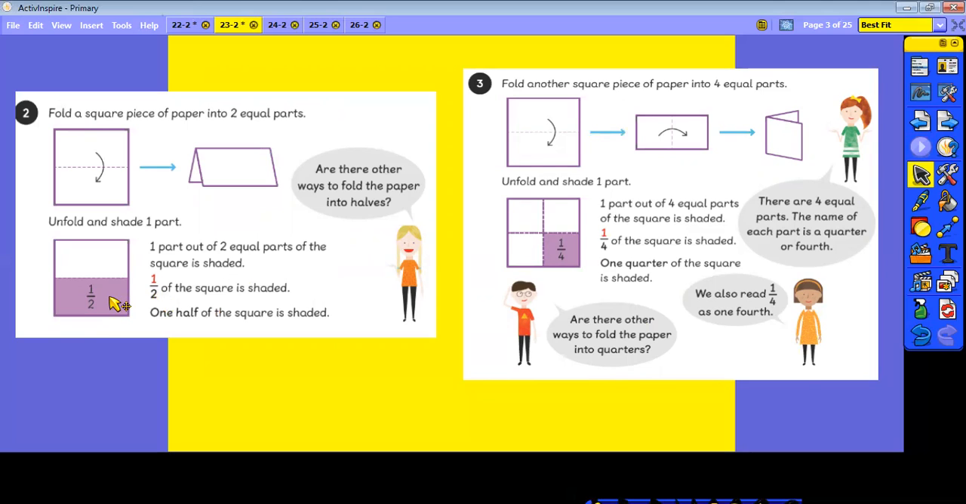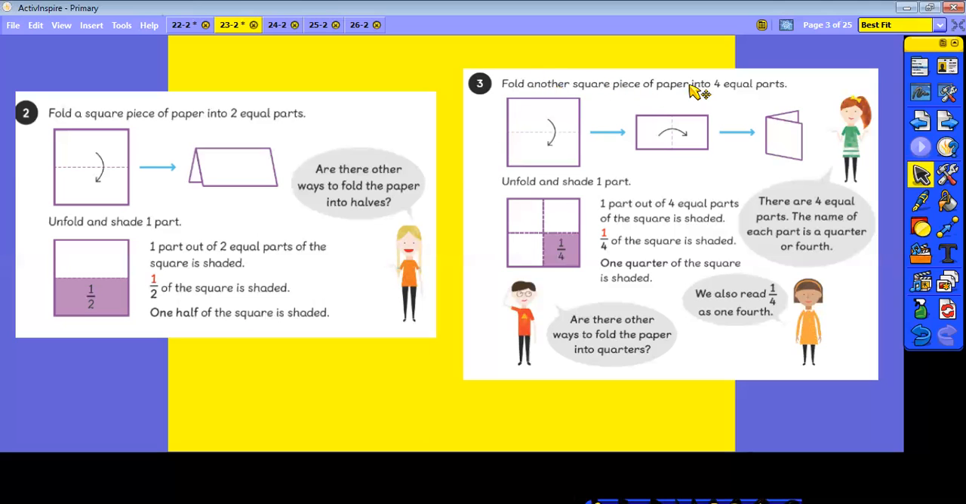Here, purple. And of course, Hannah's asking a question that I like to ask too. Are there other ways to fold the paper into halves? And children, I know that you know that there is. Okay, so I know you know there are different ways of folding a square into halves.